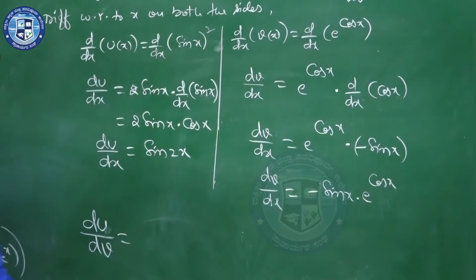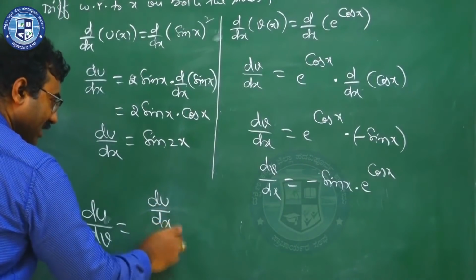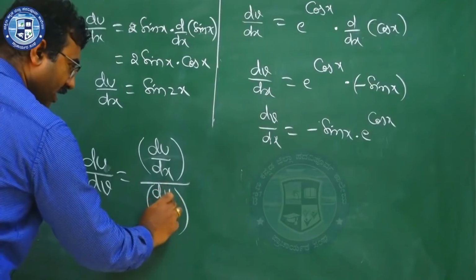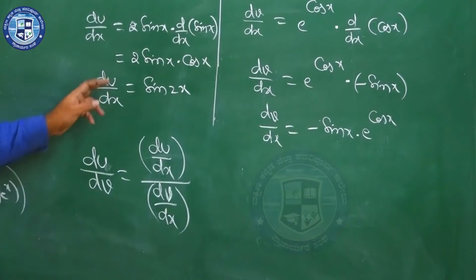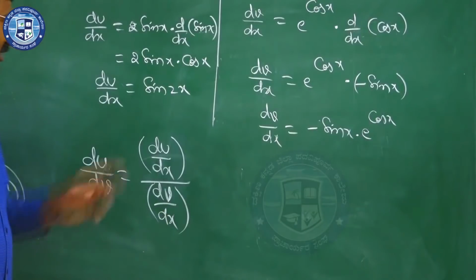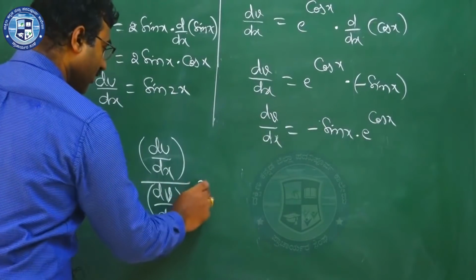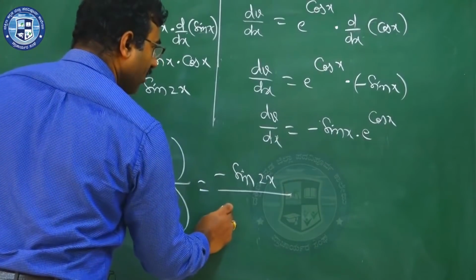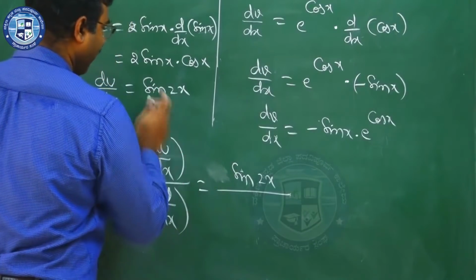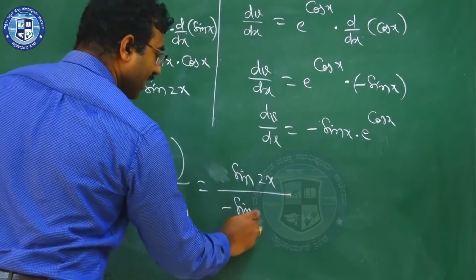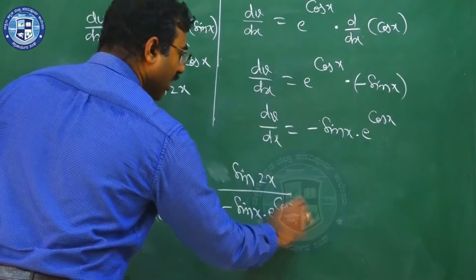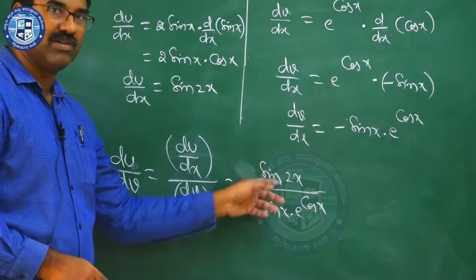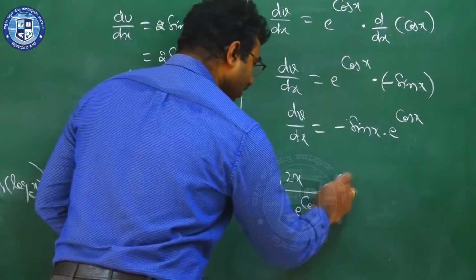Du by dv. How can we write this? It is du by dx divided by dv by dx. This by this we have to write. So it is equal to minus sine 2x divided by sine 2x, divided by minus sine x e power cos x. Anyway, if you write sine 2x as 2 sine x cos x, this sine x also gets cancelled. Anyway, we will write that also.